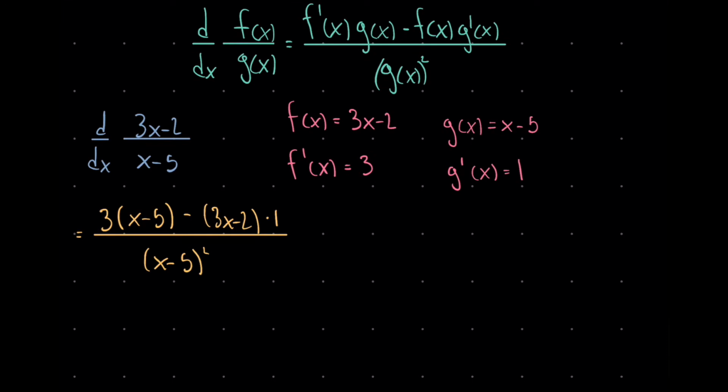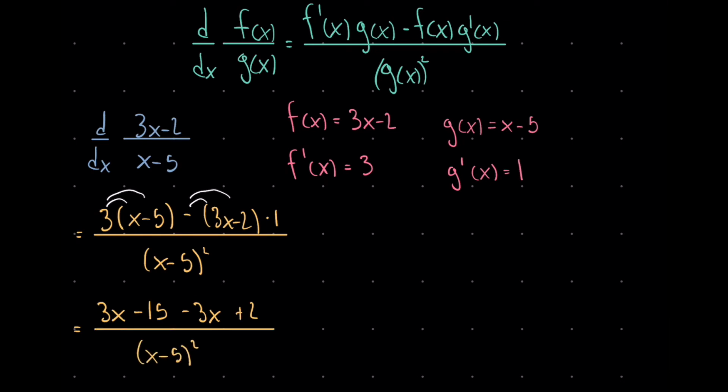Now, we have that this is going to be equal to 3 times x and 3 times minus 5. So we have 3x, and 3 times minus 5, that's minus 15. And we also have 3x minus 2 times 1. When we multiply anything by 1, that's just itself. So all we have is this negative sign here. So we have minus 3x and minus negative 2. That's two negatives, so that becomes a positive. We have plus 2, and the denominator is just going to stay the same.